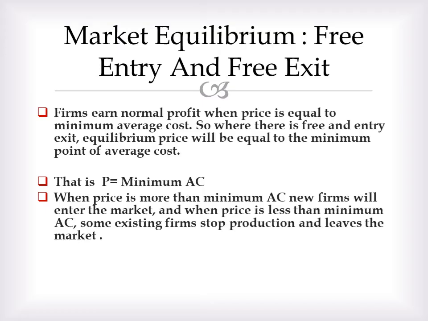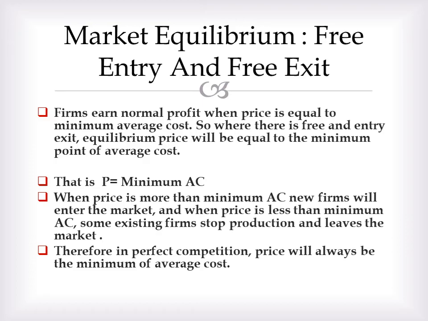Then what happens? If existing firms stop production and leave the market, the supply decreases. As a result, price increases again, and when price is more than minimum AC, it will attract new firms. Due to their entry, the supply increases and price falls. So for enjoying normal profit, the price must cover at least the average cost. So price must be equal to minimum AC under free entry and free exit.